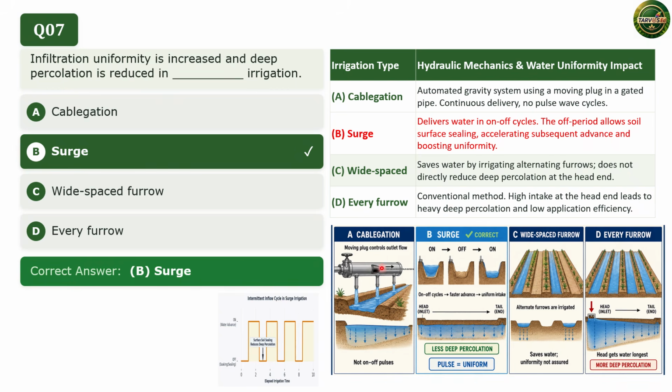And the other options, wide space or alternating furrow method, can save the water. And every furrow method is a conventional irrigation, and both of these do not cause uniform infiltration and will not reduce the deep percolation.